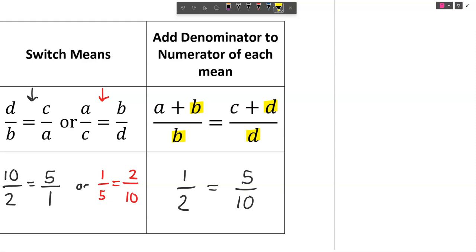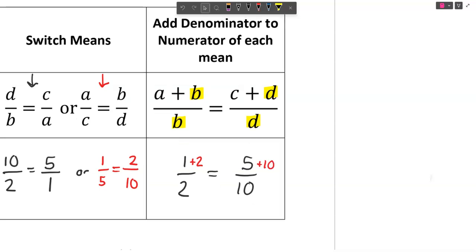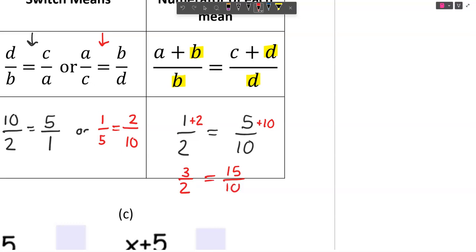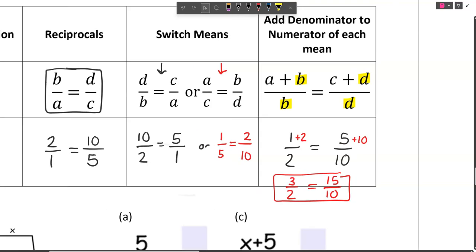So the denominator represents the whole. So for example, if I have 1/2 of a group of 2, I only have one of them. So when you add your denominator, you're essentially adding a whole to something. So in this situation, if I add a 2 here, that's the denominator that I have for the first one, what is the equivalent of adding a whole in the second scenario? Well, that would be a 10. And so when I create my new proportion, that would be 3/2 is equivalent to 15/10. And that right there is also a true proportion.